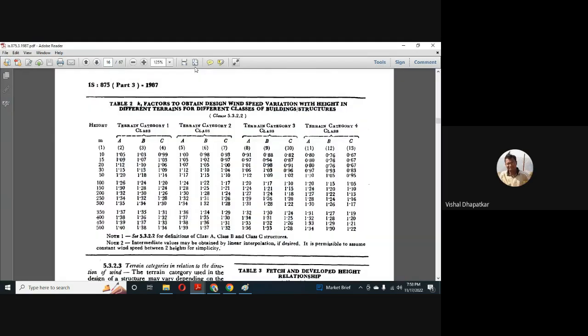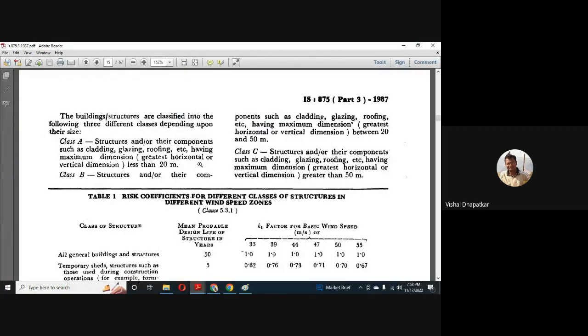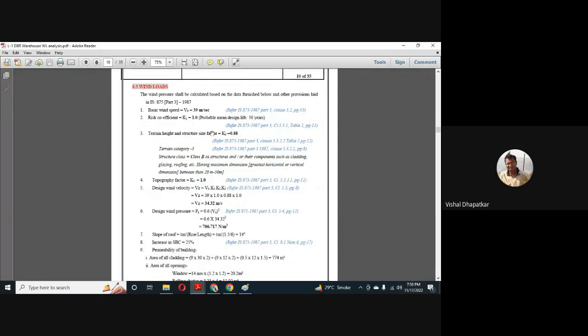Right. So what we discussed: the greatest of horizontal or vertical dimension, if it is less than 20, then it is class A. If the greatest of horizontal or vertical dimension is between 20 and 50, then we have to consider class B. So what is our greatest dimension? The 30-meter length. It is falling between 20 and 50, so that's why we are considering class B. Okay, so we got the factor K2 as 0.88. Any doubt in this?